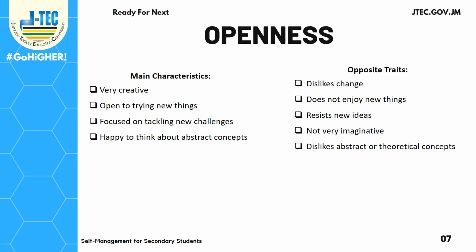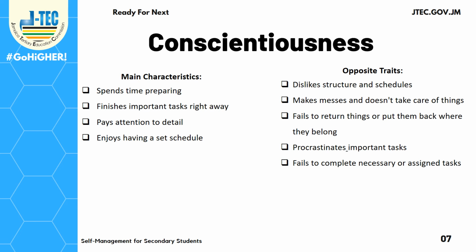Openness. Main characteristics: very creative, open to try new things, focus on tackling new challenges, happy to think about abstract concepts. Opposite traits: dislike change, does not enjoy new things, resists new ideas, not very imaginative, dislike abstract or theoretical concepts. Conscientiousness. Main characteristics: spends time preparing, finishes important tasks right away, pays attention to detail, enjoys having a set schedule.